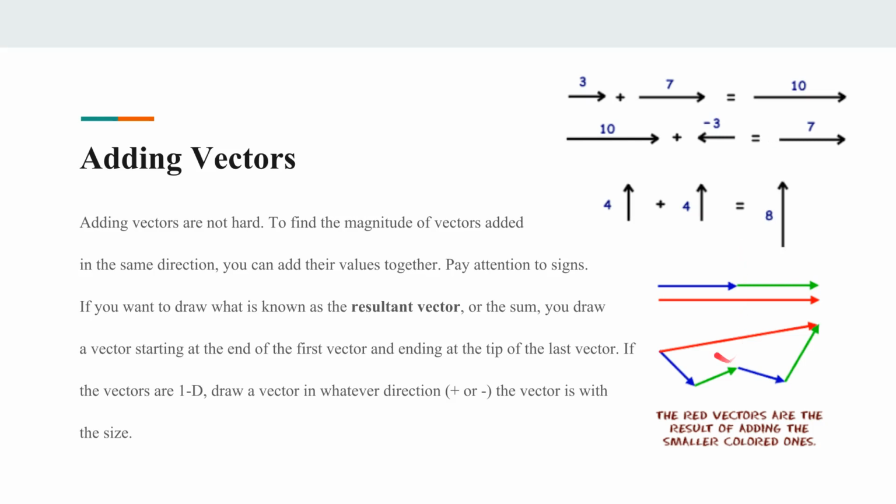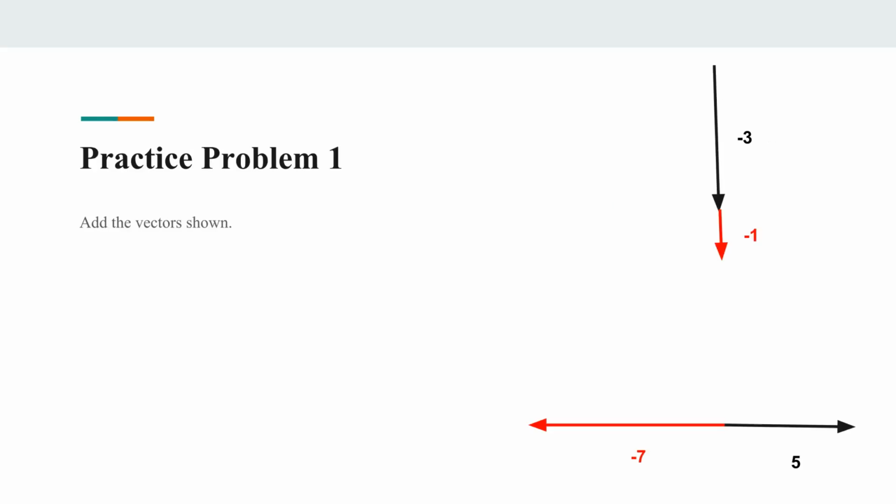However, if you have this crazy arrangement of two-dimensional vectors, what you do is you start your vector at the tail of the first vector, and you end the vector on the tip of the last vector, this arrow-looking thing. So the red vectors are the result of adding the smaller colored ones. So let's do a problem. Add the vectors shown. You have two sets of vectors, this set and this set.